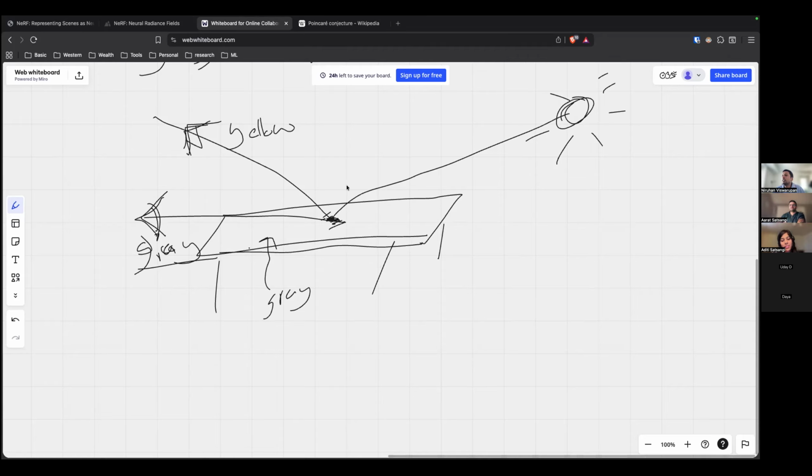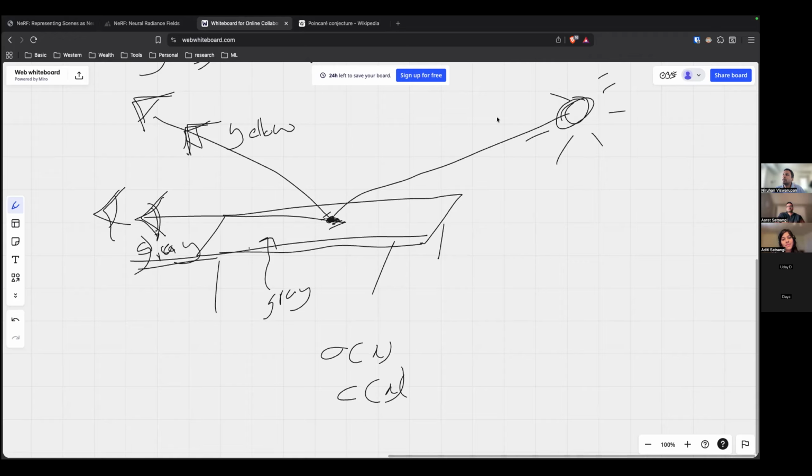Yes, exactly. So we want to capture this kind of thing. We want to be able to render from this angle, and also from this angle. If you just say sigma is a parameter of x and color is also a parameter of x, you can try to train a neural network, but then this point will always have the same color. Whether you render it from here or from here, it will appear gray.